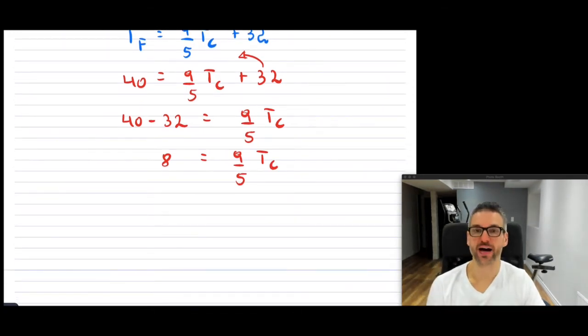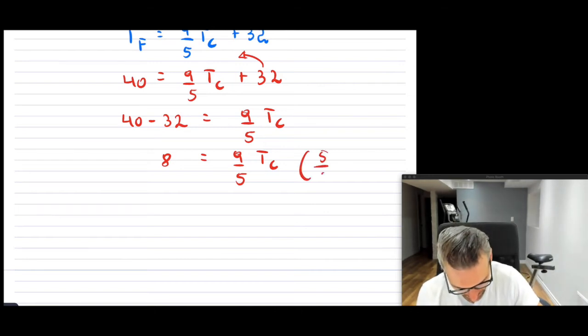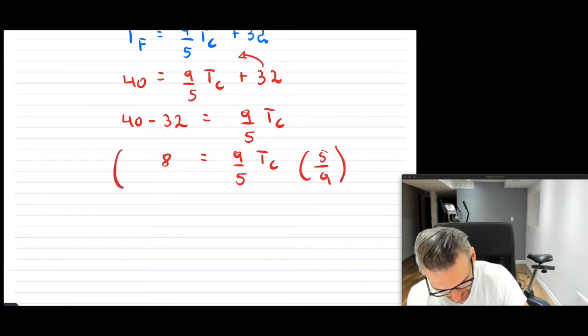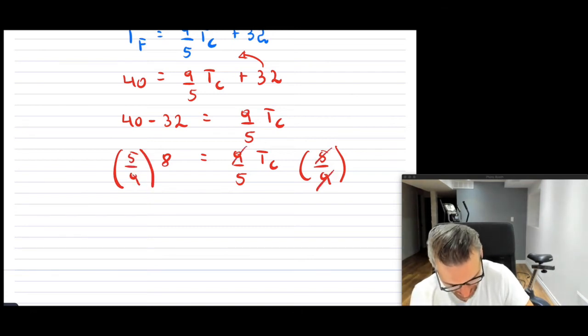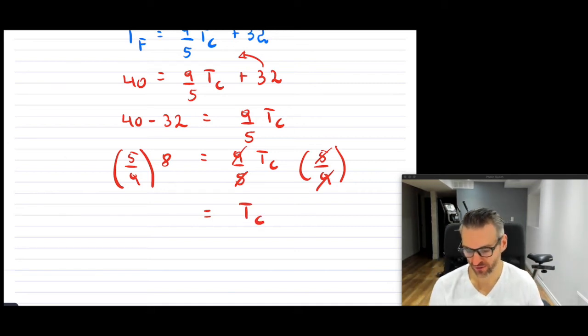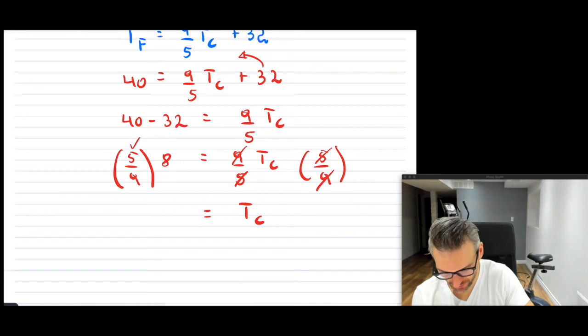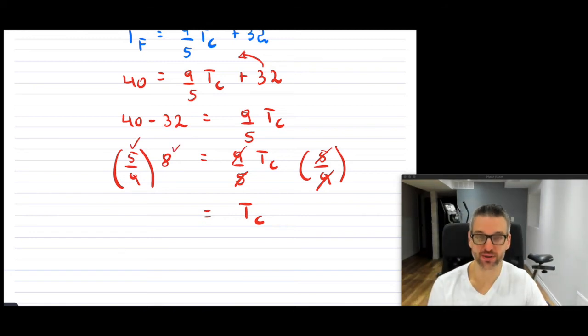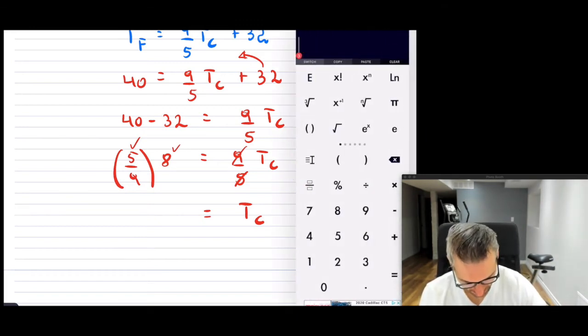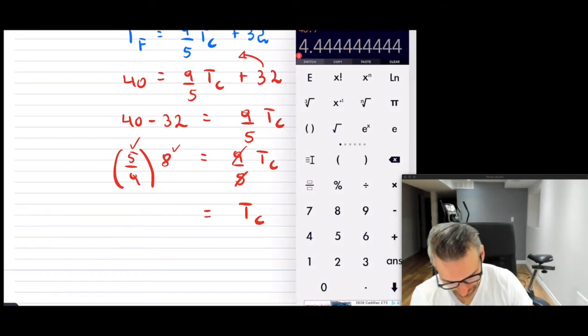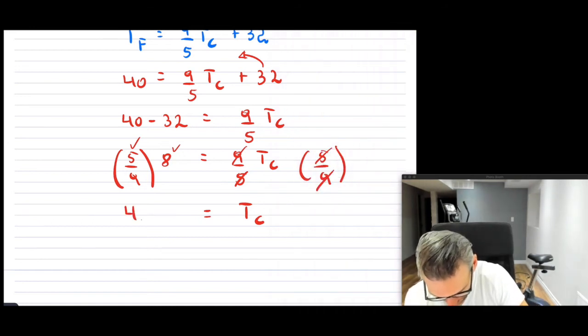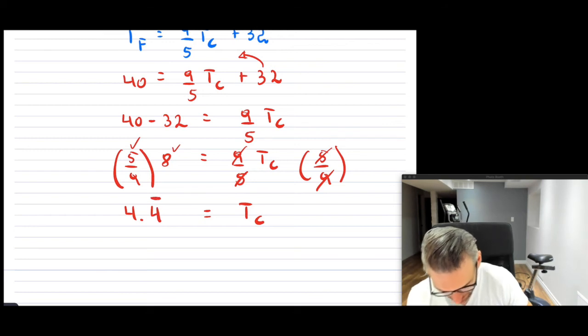Now I can get rid of the 9 over 5. I can multiply both sides by 5 over 9 to cancel these out. So 5 times 8 is actually 40, so we have 40 divided by 9. Let's see what that would give us. 40 divided by 9 is 4.4444.